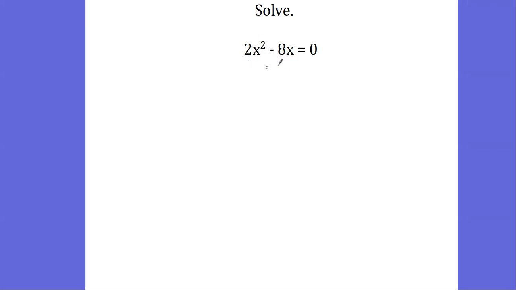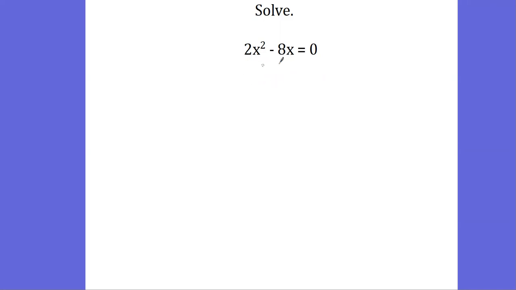We can write this expression as a product, as two different factors multiplied together, and I can take advantage of the fact that when I multiply two values together and get zero, the only way that's going to happen is if either my first factor is zero or my second factor is zero. So let's factor 2x squared minus 8x.